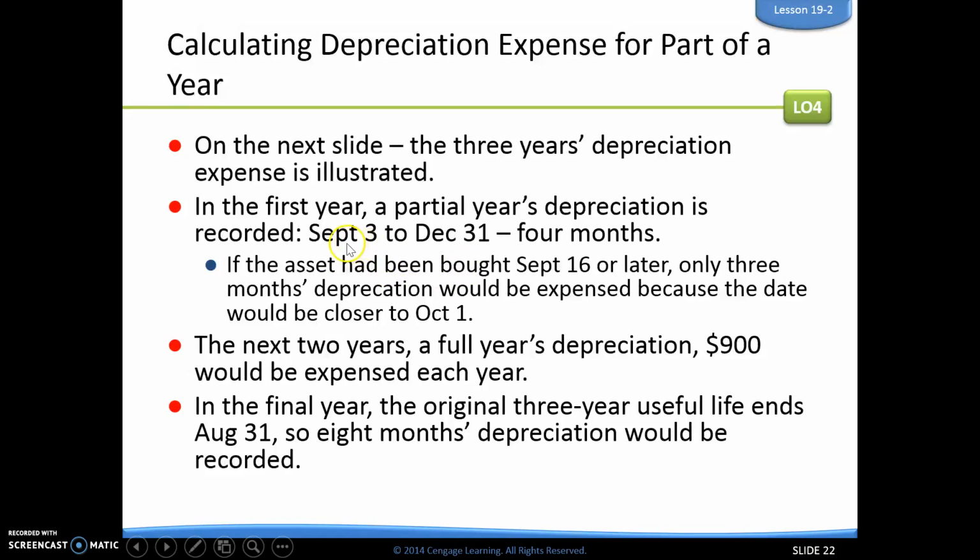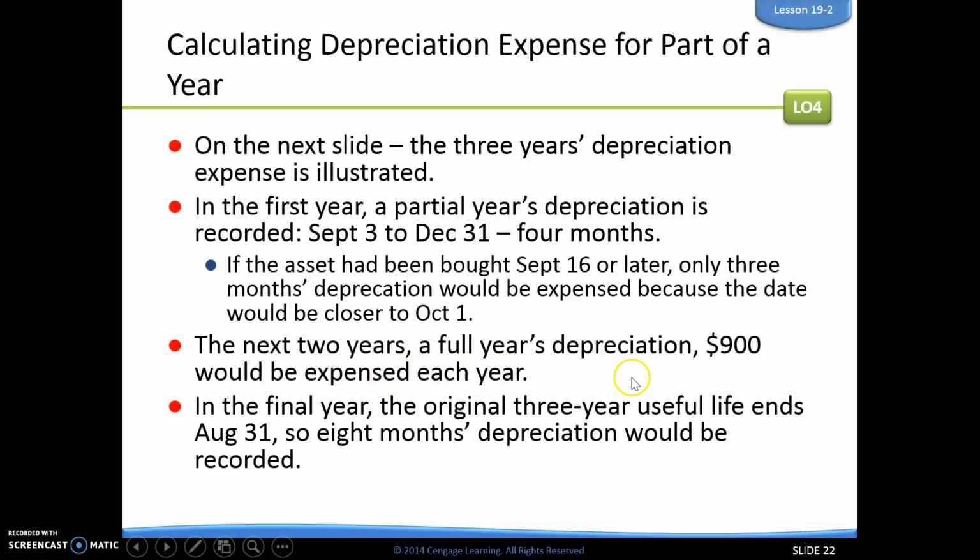And I just want to touch on the fact that we started and included all of September because September 3rd is closer to September 1 than it is to October 1. If we would have bought that computer on September 16th or later, we would have started in October because the date is closer to October 1st. Remember, we don't break it down into depreciation expense for days because it's just too tedious.